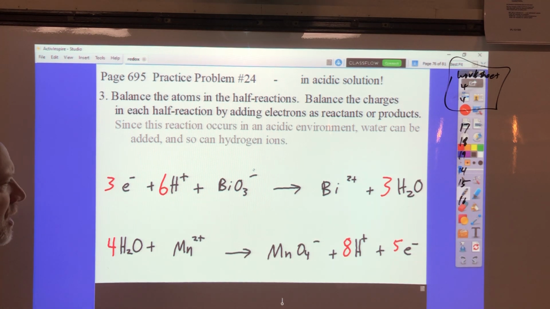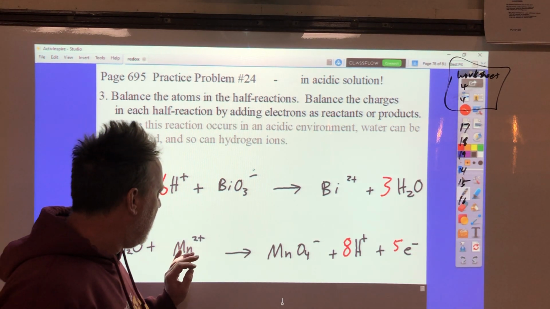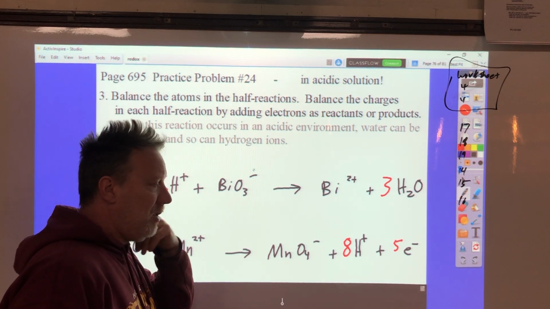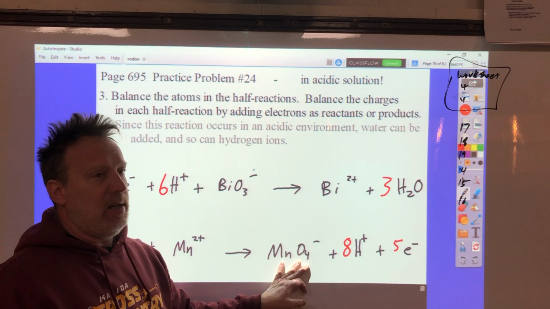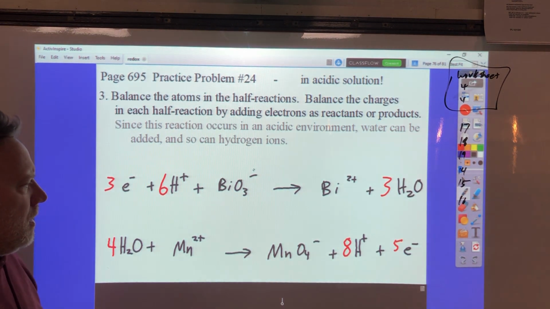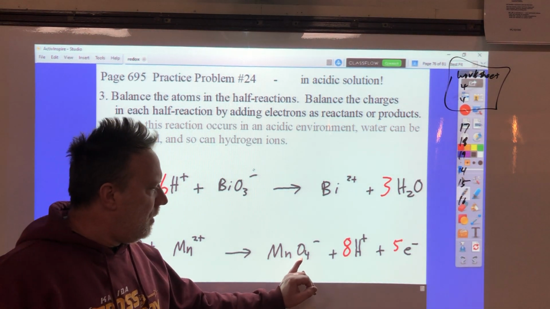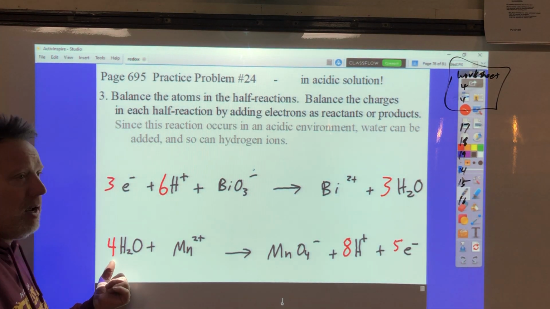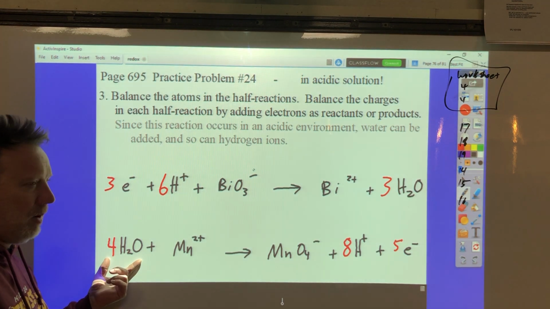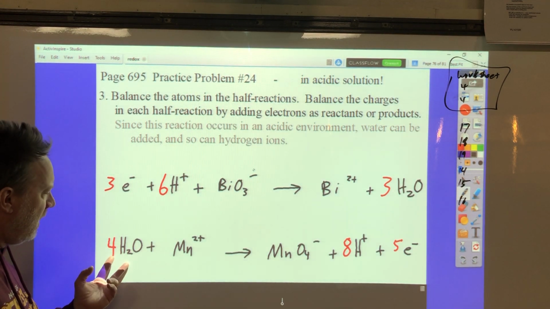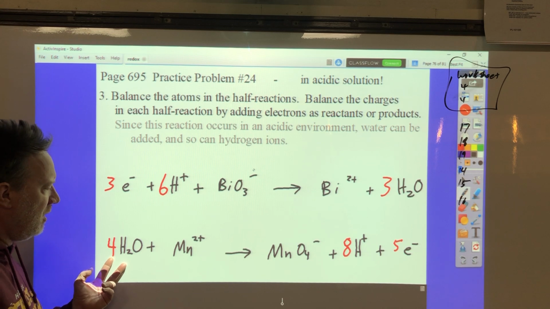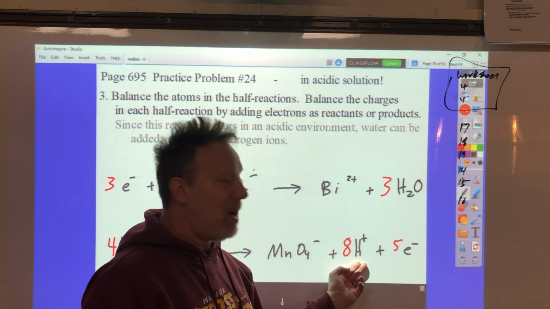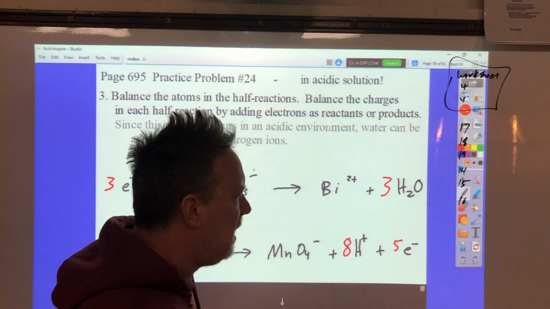Okay, on the other one, we were taking manganese 2 ion and using it with some other stuff to make a permanganate ion. Well, I have oxygen on this side, and I need 4 oxygen on this side, and the only way I can get it in there is to add 4 water. But when I do that, that gives me 8 hydrogen atoms. So I need 8 hydrogen over here, we'll put them in the form of ions, because that's all we can do in an acidic environment.